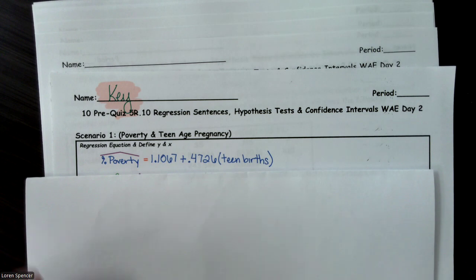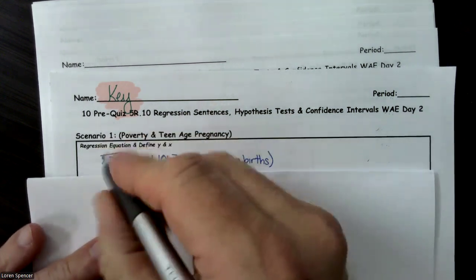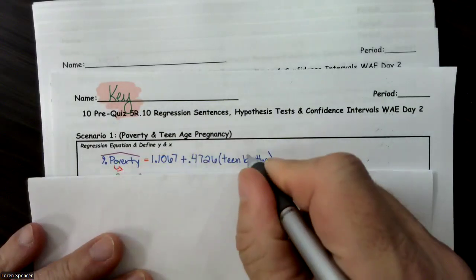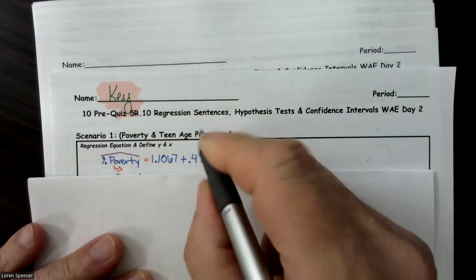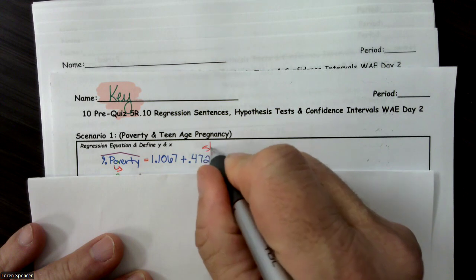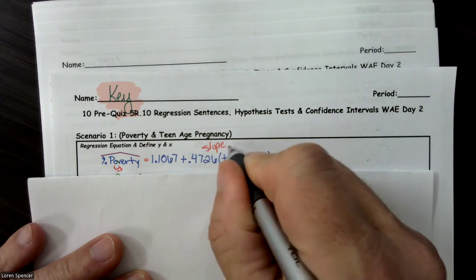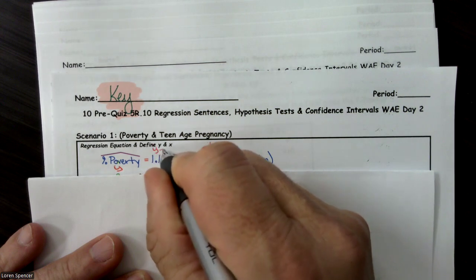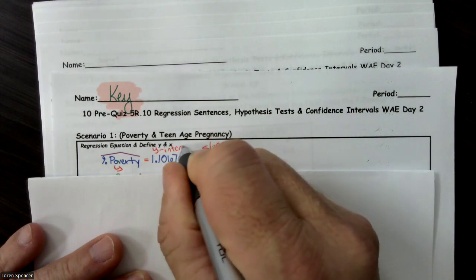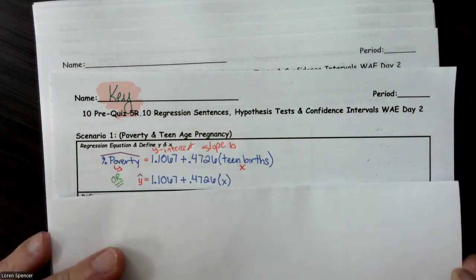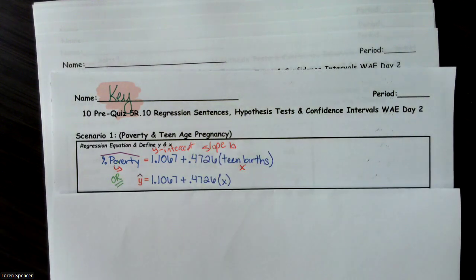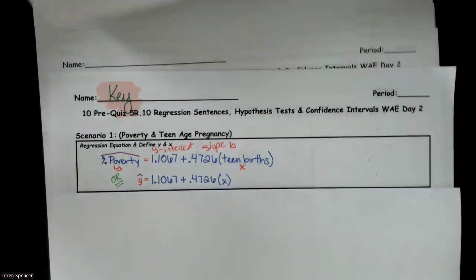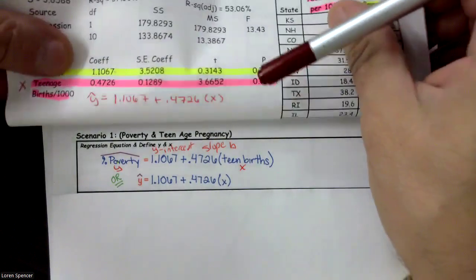Please remember, this is our y, and this is our x. This is our slope, which we also refer to as our b, and this is our y-intercept. And once again, this is the way I originally wrote it from the chart.